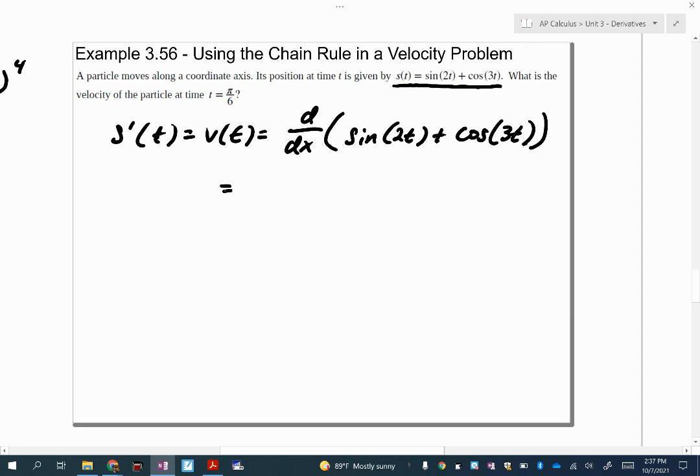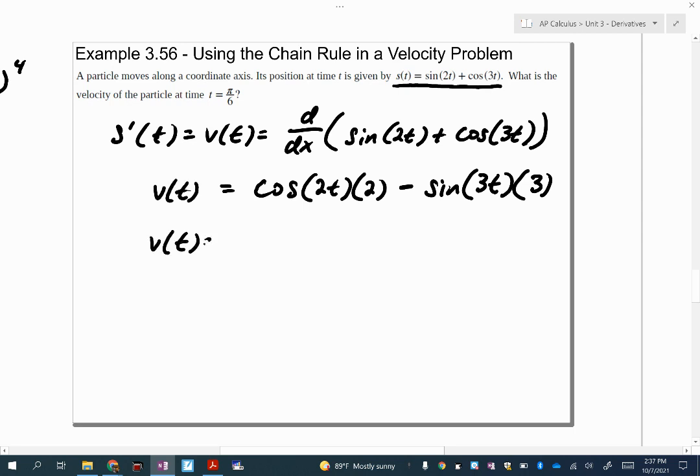All right, so using my chain rule, the derivative of sine is cosine. That's the cosine of that inside function 2t. But remember, times the derivative of that inside function. So the derivative of 2t is 2. Then the derivative of cosine is going to be minus sine of that inside function times the derivative of that inside function of 3t, which is 3. So if I want to simplify this a little bit, I'm going to write 2 cosine of 2t minus 3 sine of 3t. So that is my velocity function.